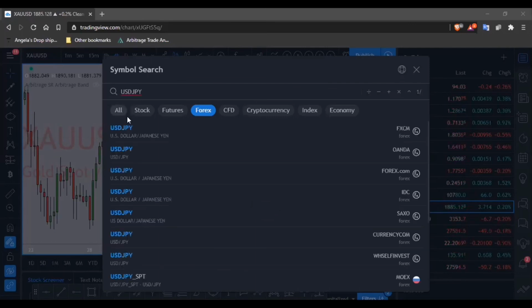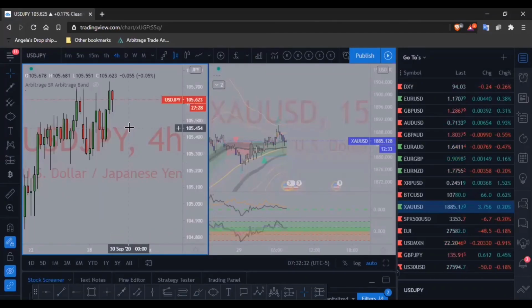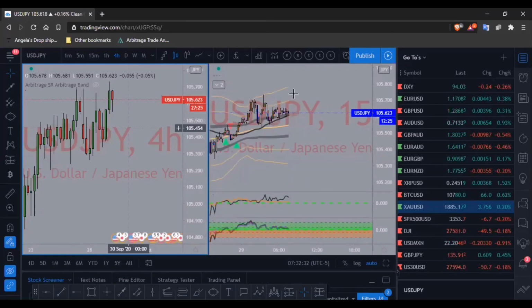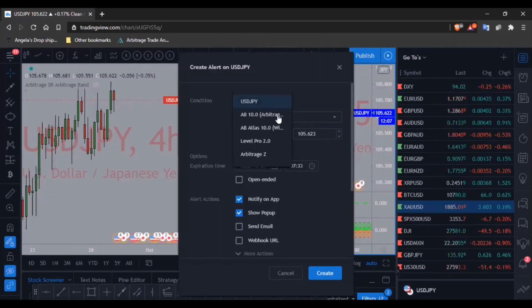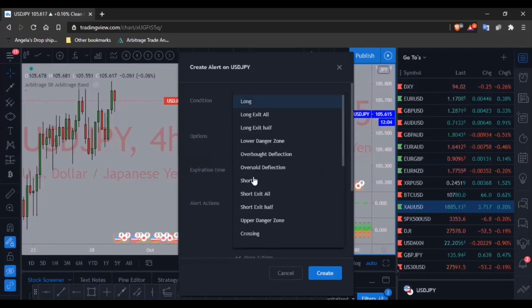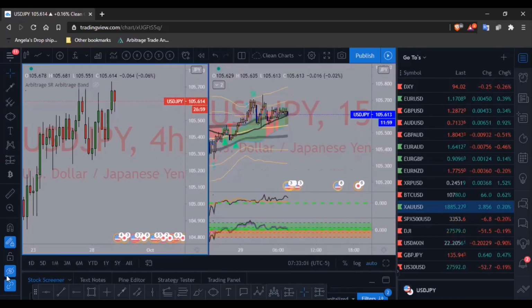I know I posted it on Sunday, and my stop loss got hit at break even, and also I got back in, and my stop loss got hit again. But I am definitely still looking for this sell. I'm going to actually set this alert so I can get in this when it calls for it. So USDJPY, arbitrage, short, create, and then boom.